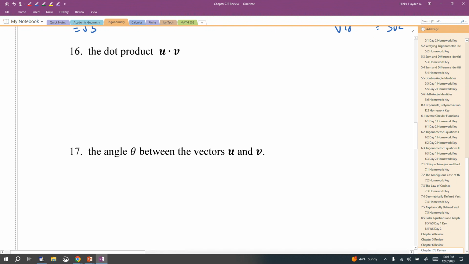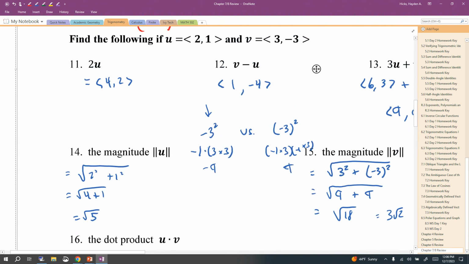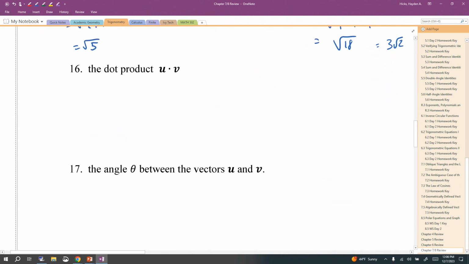So essentially saying, you're going to take U and V, you're going to multiply their first elements together, you're going to multiply their second elements together, and then you're going to add those products together, okay? Which sounds complicated, right? But it's not. First, start with this. Remember that U is 2, 1, and V is 3, negative 3. I'll write that here just to help us out.